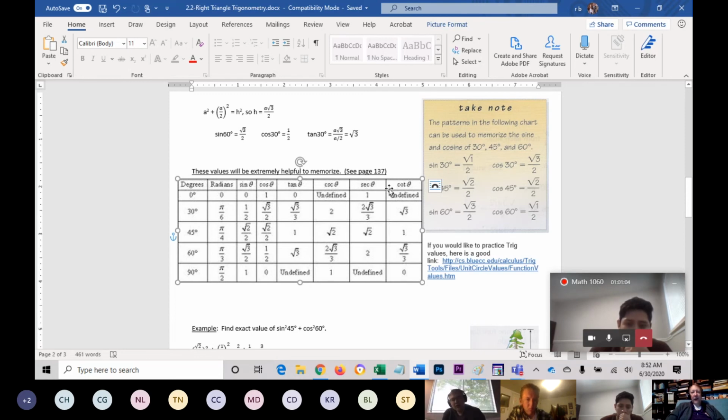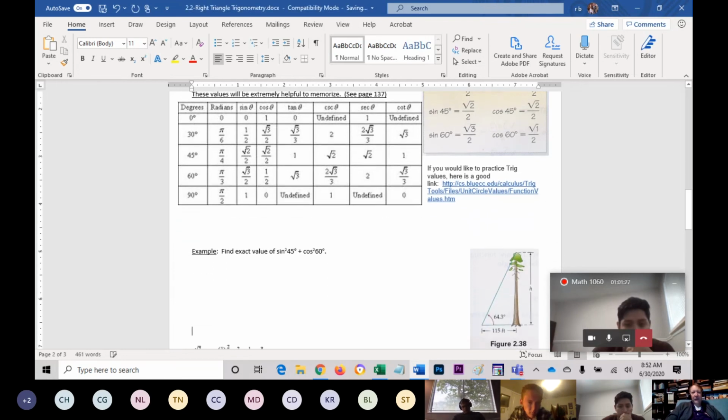And then these are all the reciprocals. And so what I would say, usually I would just memorize this left side of the chart. And then these you can figure out. Just do the reciprocal of everything. All right, so we're going to leave this here.